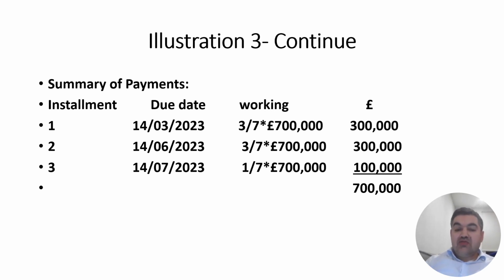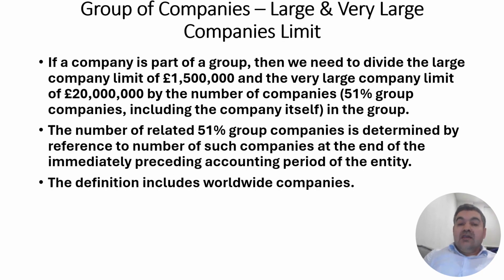So the first one is 300,000 on 14th of March. The second payment will be 300,000 on 14th of June. The third payment will be 100,000 on 14th of July. So the total payment is 700,000.